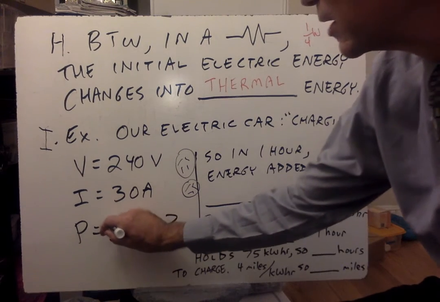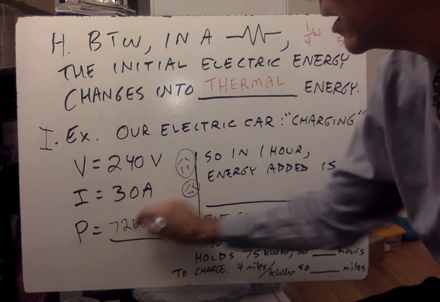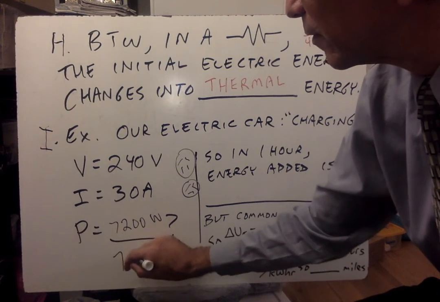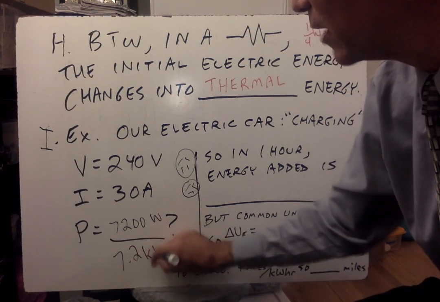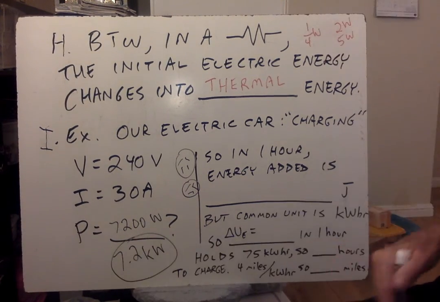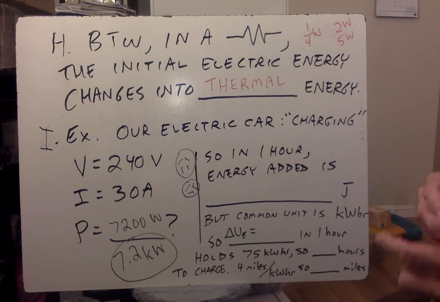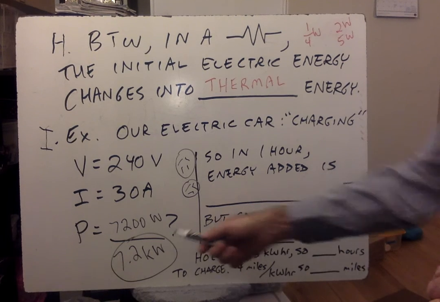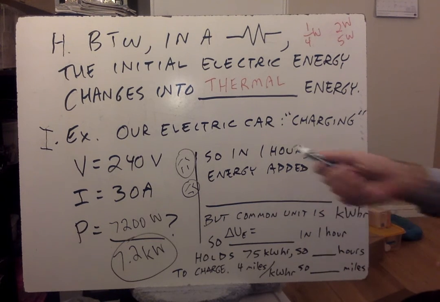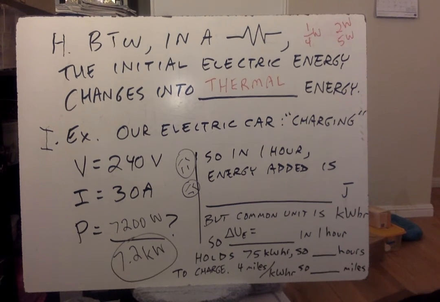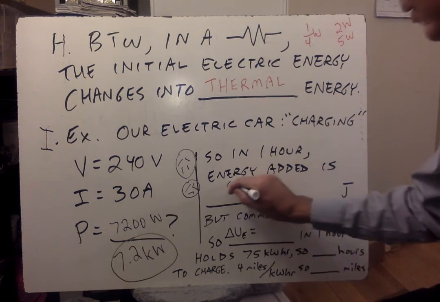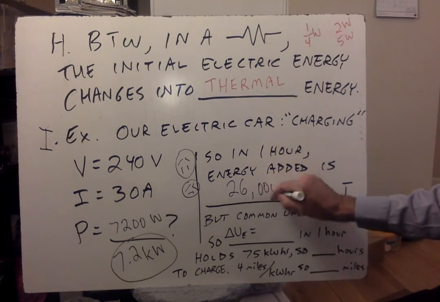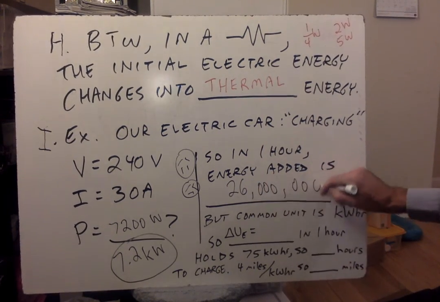And of course you get 7,200 watts. But engineers aren't going to say 7,200, they're going to say 7.2 kilowatts. That's what's written all over the spec sheets for the car and for the charger. So figure out how much energy would be added. If that's the power, that's how many joules per second, figure out how much energy will be added in an hour. And if I remember correctly, this is 26 million joules.